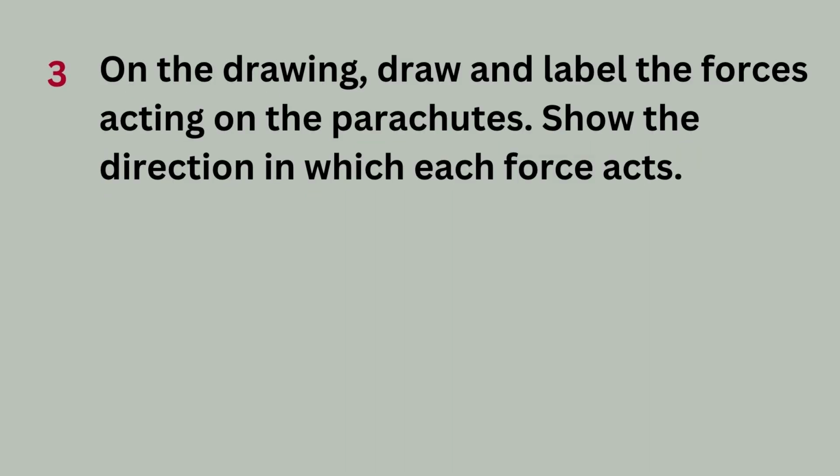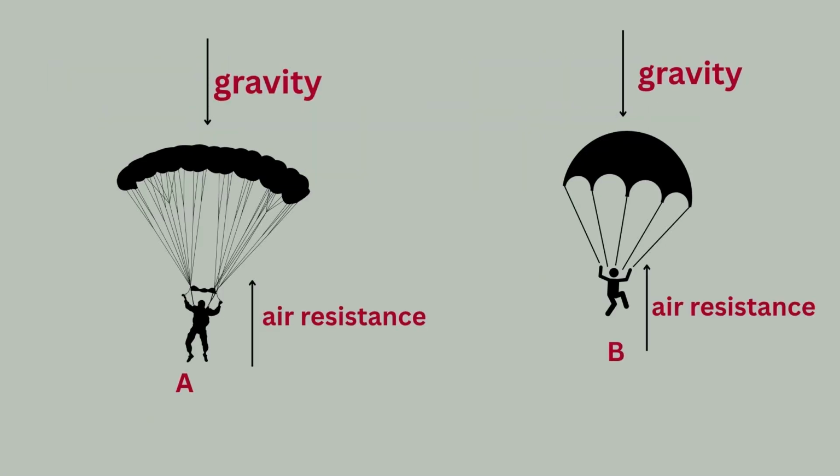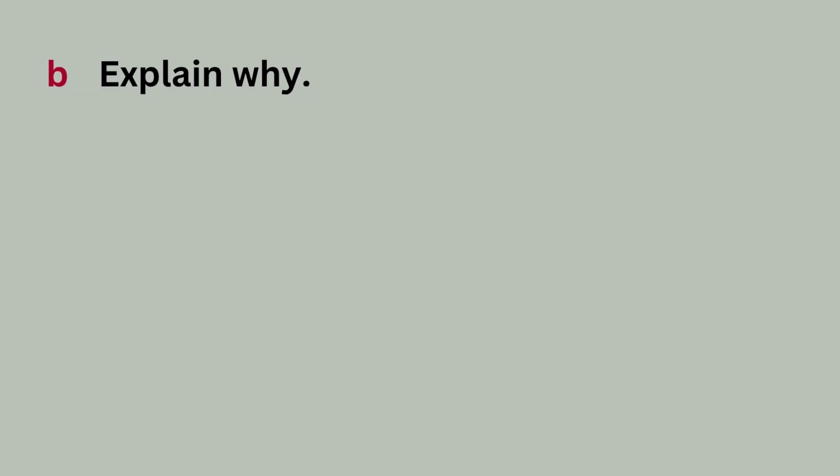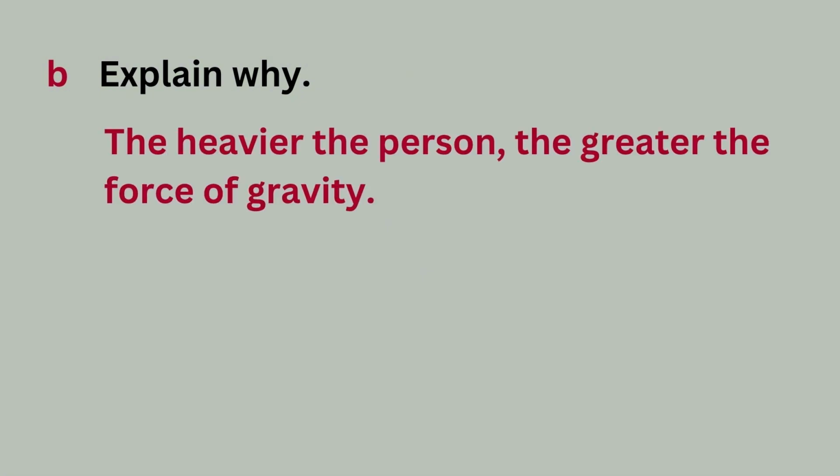Question 3. On the drawing, draw and label the forces acting on the parachutes. Show the direction in which each force acts. Question 4a. Do you think the parachutes fall faster or slower when the person is heavier? The parachute will fall faster when the person is heavier. Question B. Explain why. The heavier the person, the greater the force of gravity.